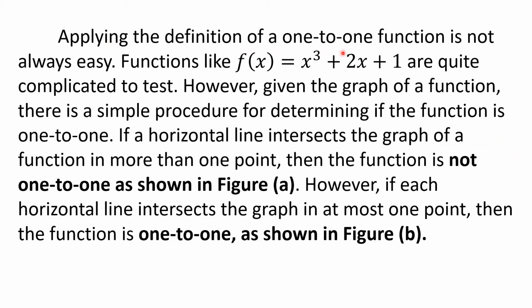Applying the definition of one-to-one function is not always easy. Functions like f of x equals x cubed plus 2x plus 1 are quite complicated to test. However, given the graph of a function, there is a simple procedure for determining if the function is one-to-one. If a horizontal line intersects the graph of a function in more than one point, then the function is not one-to-one as shown in figure A. However, if each horizontal line intersects the graph in at most one point, then the function is one-to-one as shown in figure B.